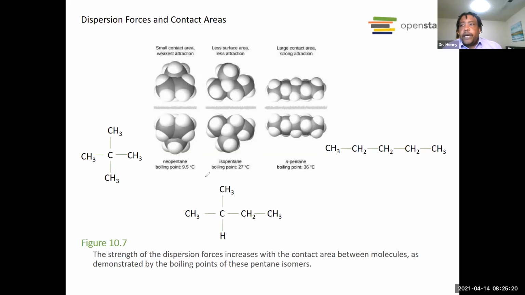Where the isopentane has one of the carbons surrounding it, but you still have two contact areas. So it has a little more contact area than the neo, right? And then the one that's linear, all of the carbons have the ability to contact things. So in that context, those carbons are going to be able to interact better. Does that make sense? So less area of contact, more area of contact.